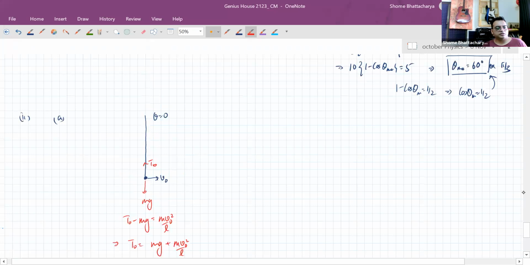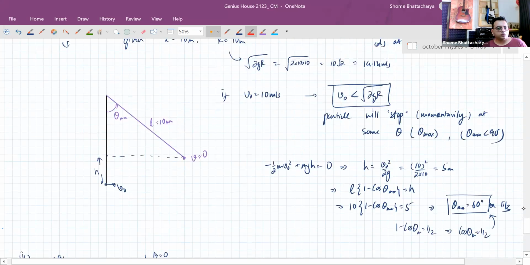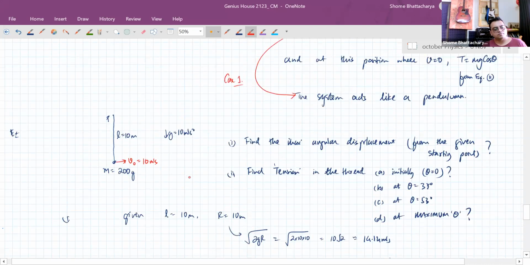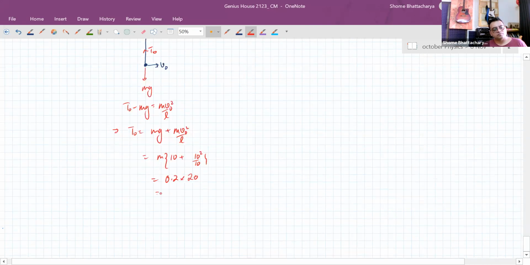What was the mass again? 200 grams. 4 newtons. This is the initial tension. So this initial tension will be the maximum.